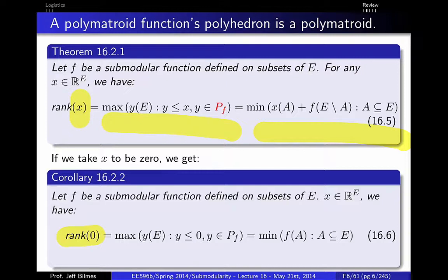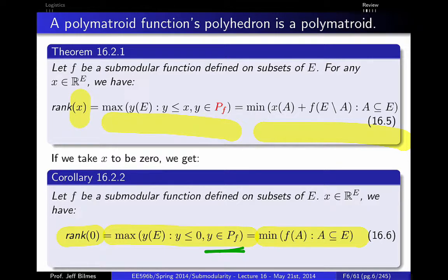We're going to take x to be the 0 vector, and we're taking the maximum component sum where all of the elements of y are non-positive and maximal in the sense of being inside of the polytope. And we're talking about the extended polytope, EP. There's no restriction of PF to be within the positive orthant here. And that's equal to the value of the minimum of the submodular function.